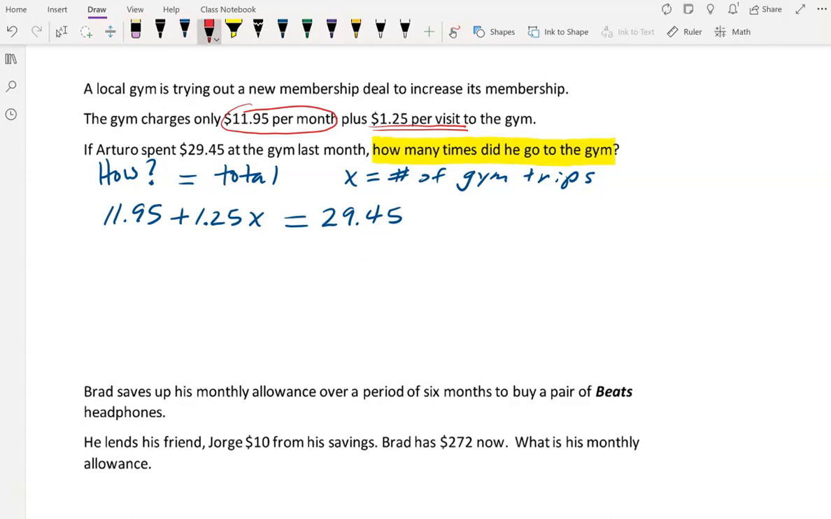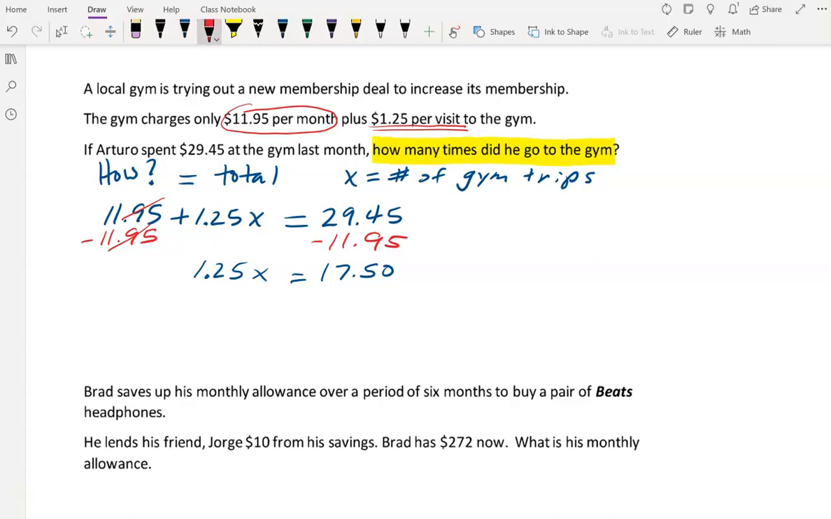First thing we have to do is to say, well, it's $29.45. We will subtract $11.95 from that because that's the monthly fee no matter what. So the $11.95 on this side and that one cancel each other out, and we are left with $29.45 minus $11.95, which is $17.50. And so then we bring down the other part that hasn't been affected yet, $1.25 times x.